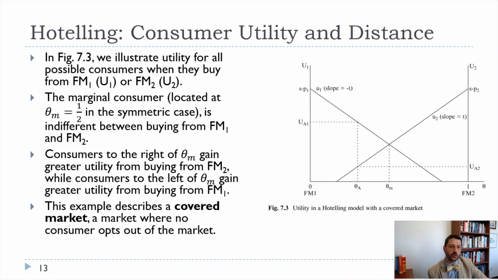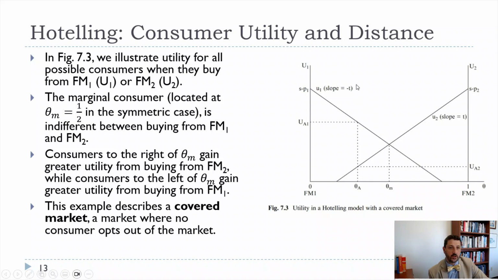All right. So here is the key graph, right? So here is the utility from buying from firm 1 on this vertical axis. Here is the utility from buying from firm 2 on this vertical axis. And then this is our street, right? Going from 0 to 1. So if you just live right at 0, then you don't have to pay any transportation costs. So you get S, and then you have to pay p1. So your utility is just S minus p1. Over here, if you live right at 1, right at the second store's location, then you get S, and then you have to pay p2.